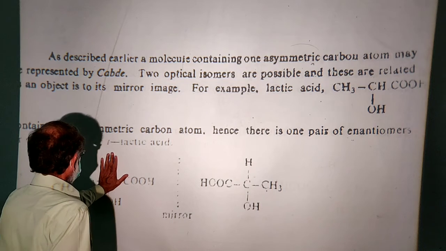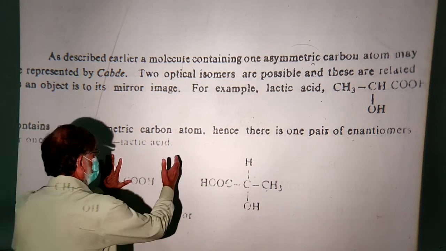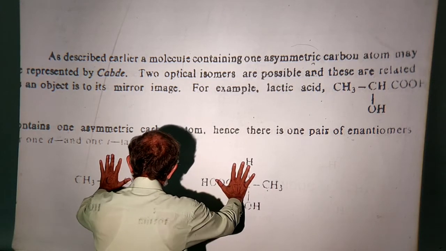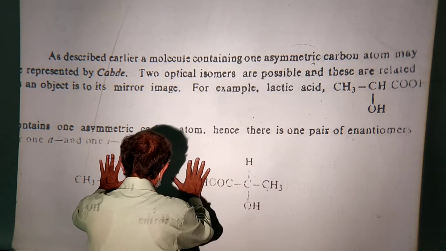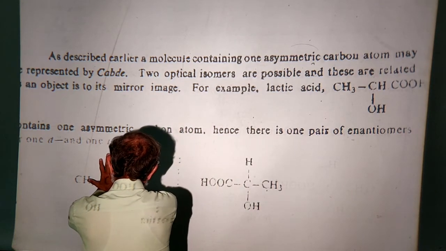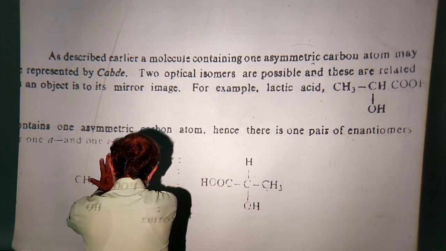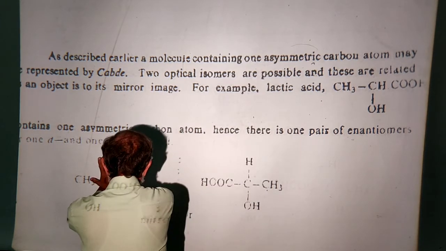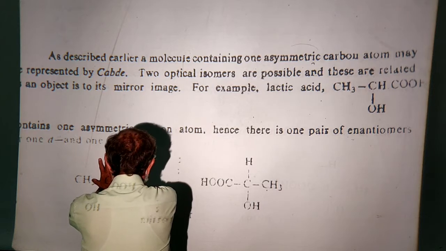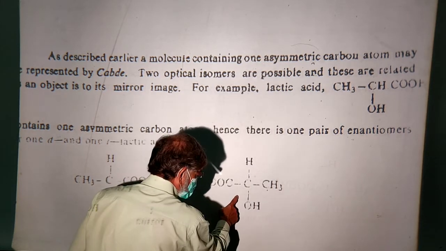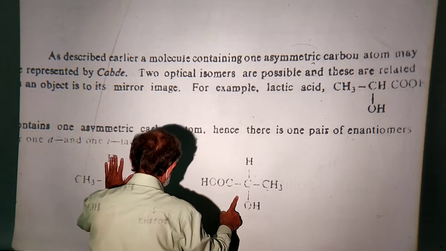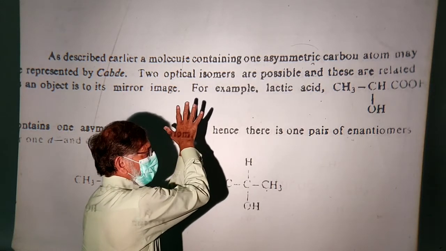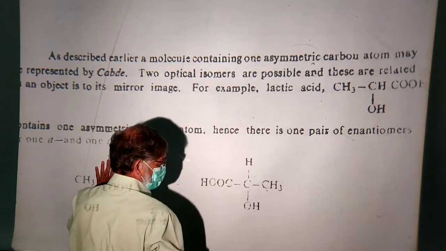And if you place this asymmetric carbon here, you place the mirror, and the mirror image would be like this. So now if you move it, you can see this is non-superimposable upon it. The object and its mirror image are non-superimposable. It means this is one enantiomer and this is another enantiomer. And if you want to see what is superimposable, superimposable is like this, exactly upon it. Or this is non-superimposable.